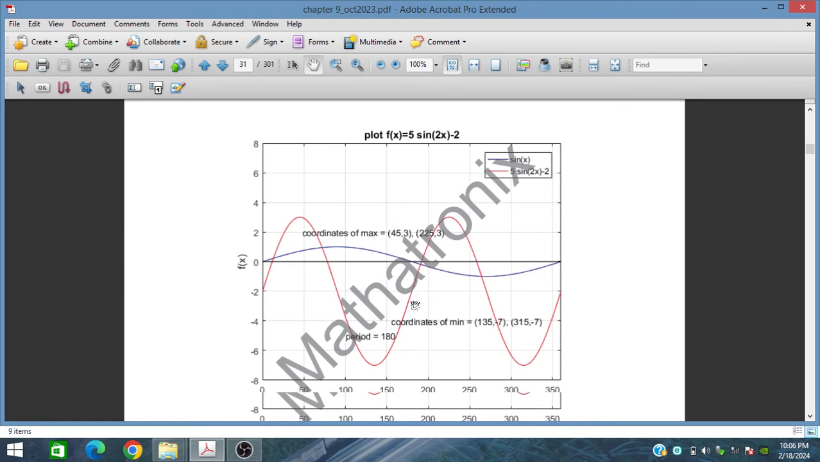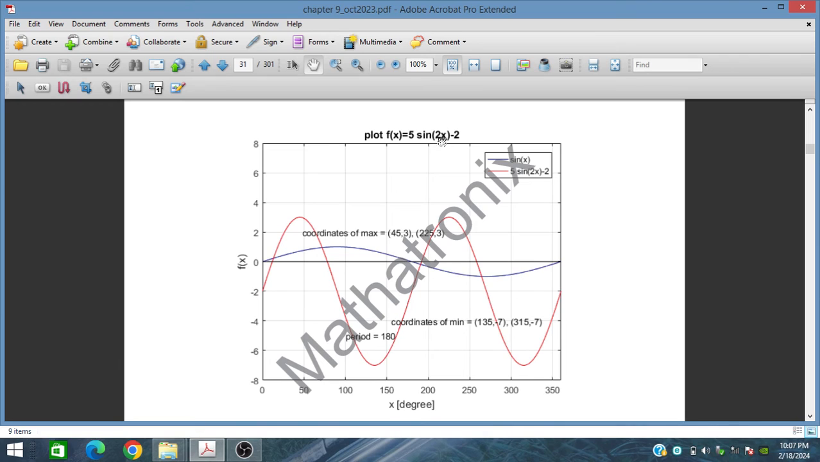Similarly, for this 5 sine 2x minus 2, this blue one is a simple sine. The maximum value is 1 for simple sine, but since we are multiplying with this 5 and minus 2 is here, that's why the maximum value is 5 minus 2, which is 3. On the other side, this is minus 1, minus 5, minus 2 is minus 7. So that's why minus 7 is here at this point.